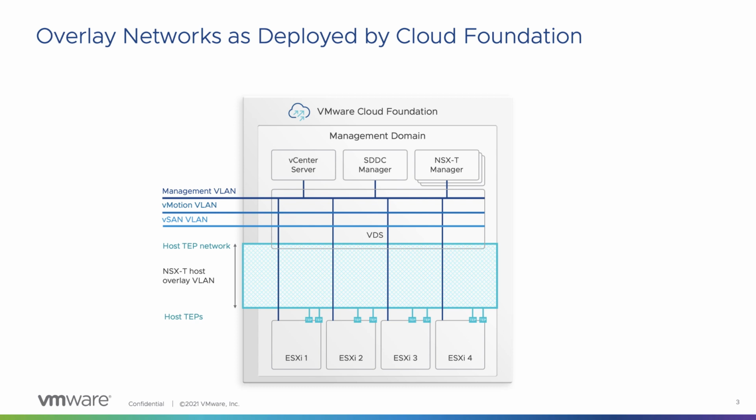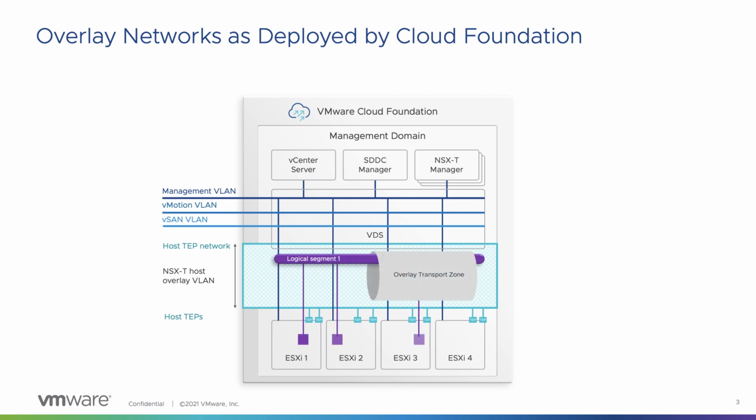The TEPs on each host are configured with IP addresses on their own unique VLAN and serve as the on and off ramp to the mesh. This special host TEP network is also known as the NSX-T overlay network. The host overlay network is used to carry Geneve encapsulated traffic between hosts.